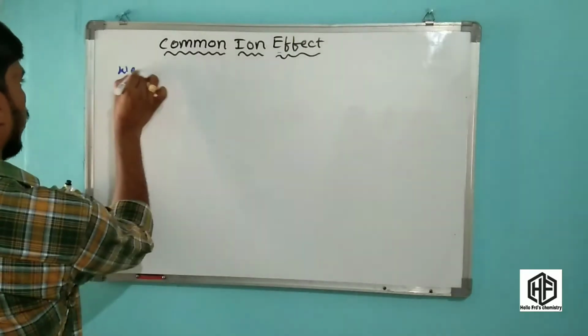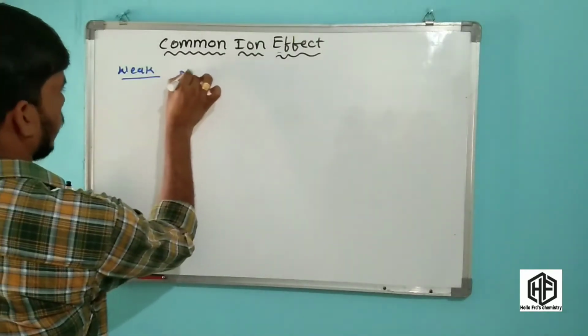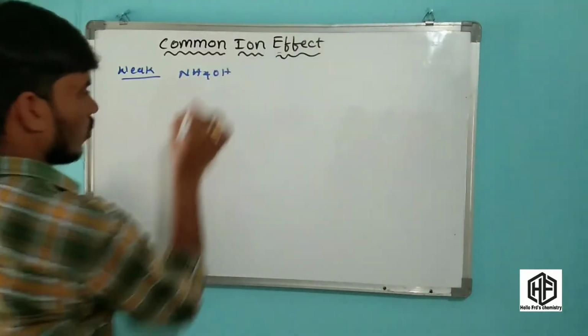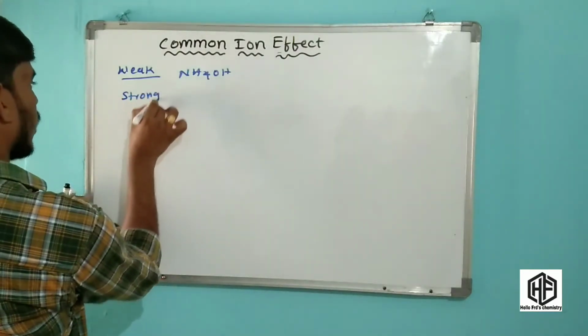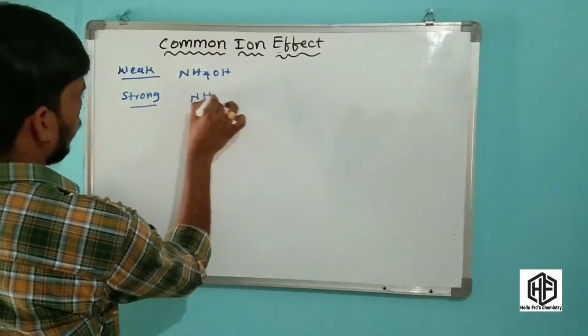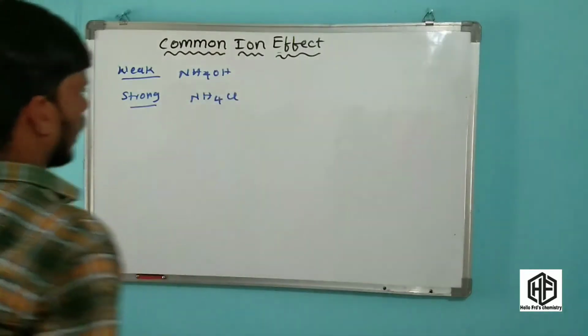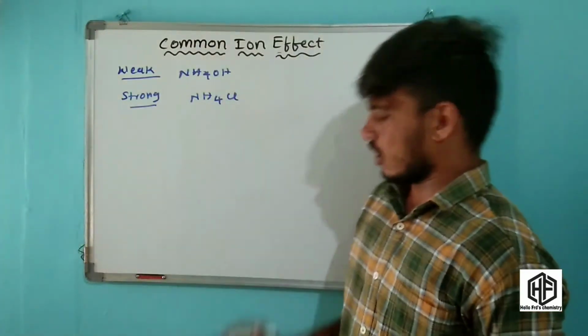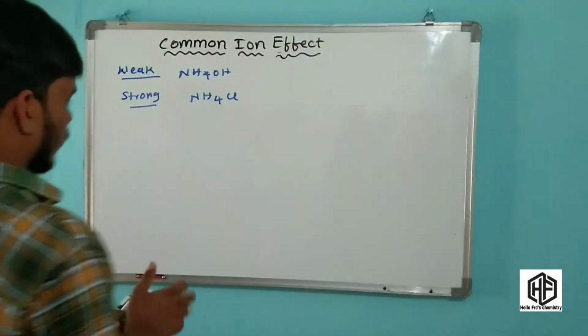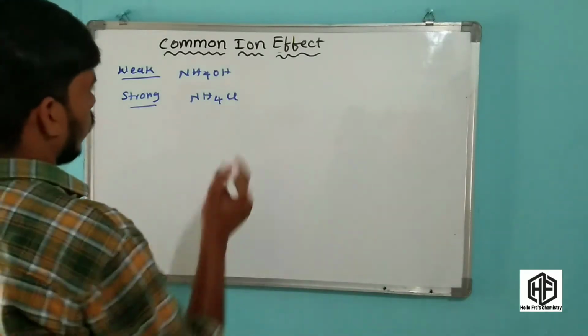The example is a weak electrolyte. Friends, the weak electrolyte is NH4OH. NH4OH is a weak electrolyte, and the strong electrolyte is NH4Cl. NH4OH is the weak electrolyte, and NH4Cl is a salt. This is also a strong electrolyte. Friends, what happened there?